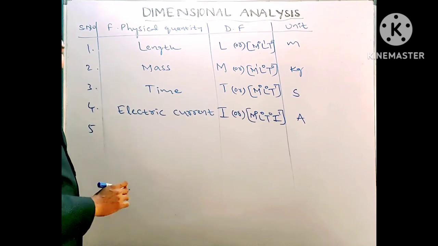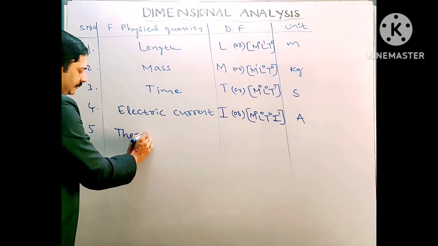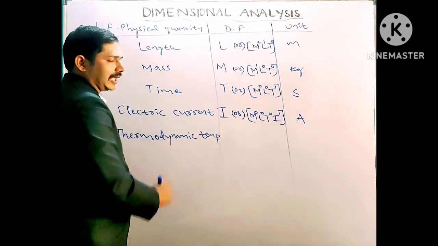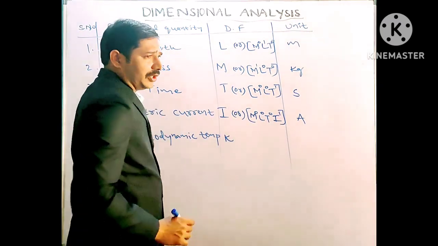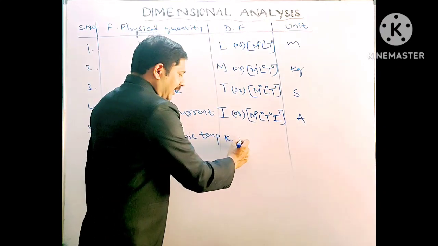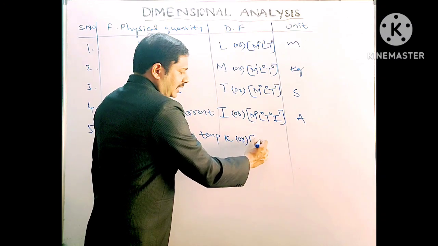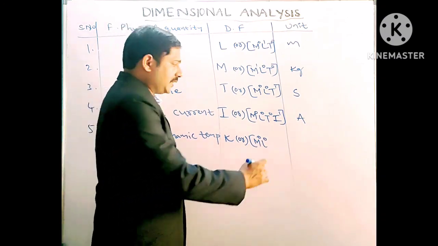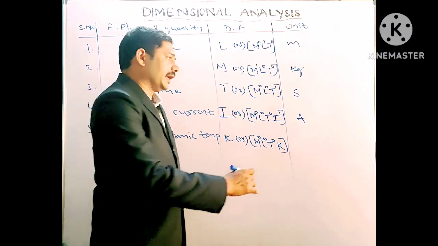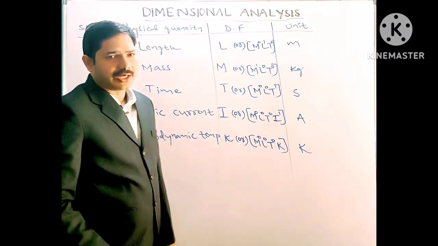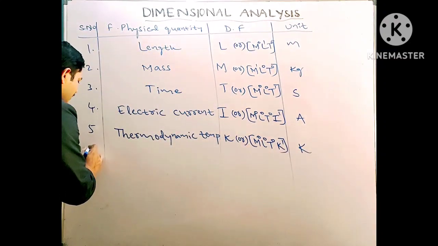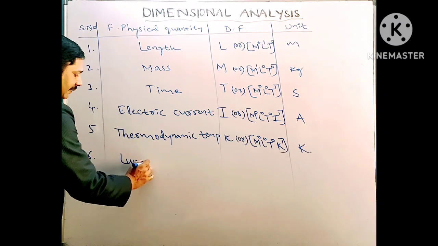Next, fifth one, thermodynamic temperature. This one also same, we can denote with letters K or theta, Kelvin or theta. So I am taking K. Here also mass not there, M power 0, L not there, L power 0, T also not there, T power 0. Then K I am taking, and closing the bracket. Temperature SI unit is what? Kelvin. Here K power nothing means what? Power 1.